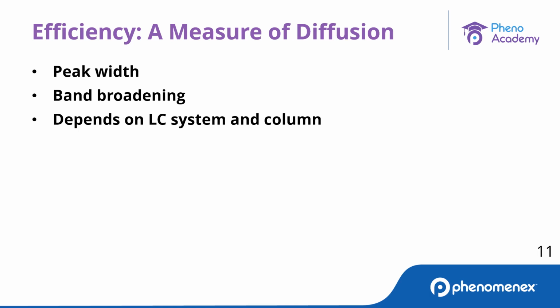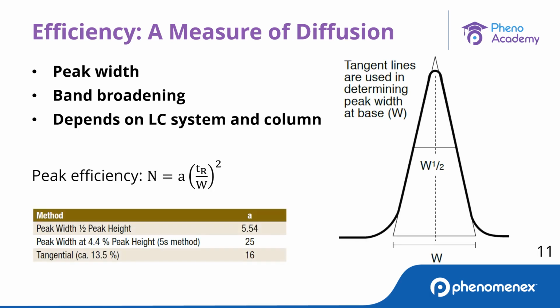And it is very important to keep in mind that in chromatography, efficiency depends on the LC system setup as well as the column, and I will show you why later. So peak efficiency N is calculated by multiplying factor A, depending on where you measure the width of the peak, by the square of the retention time TR divided by the width of the peak.